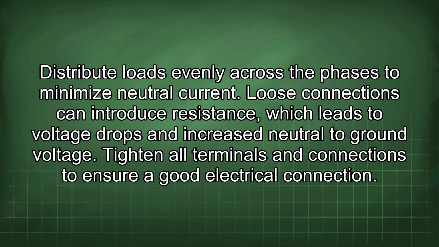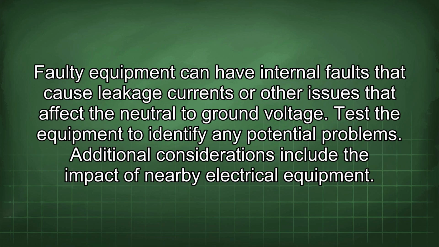Loose connections can introduce resistance, which leads to voltage drops and increased neutral to ground voltage. Tighten all terminals and connections to ensure a good electrical connection. Faulty equipment can have internal faults that cause leakage currents or other issues that affect the neutral to ground voltage. Test the equipment to identify any potential problems.